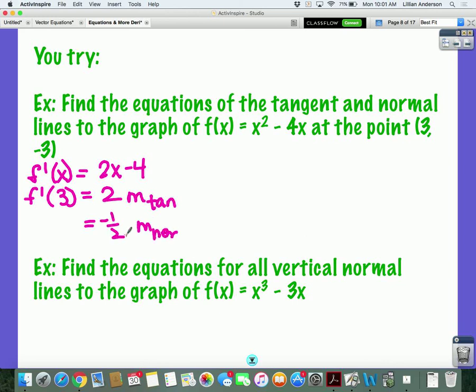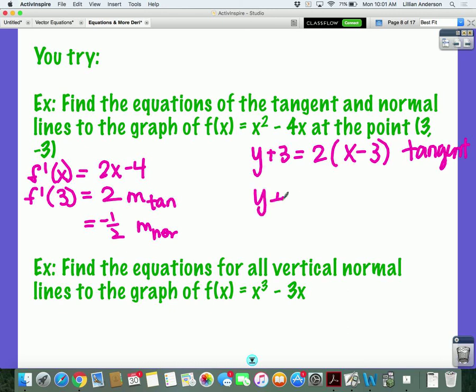Negative 1/2. So then your two equations, since you already have your point, would be y plus 3 equals 2 times x minus 3. This would be for your tangent. And so then the other one would be y plus 3 equals negative 1/2 times x minus 3. And that would be the equation for your normal.